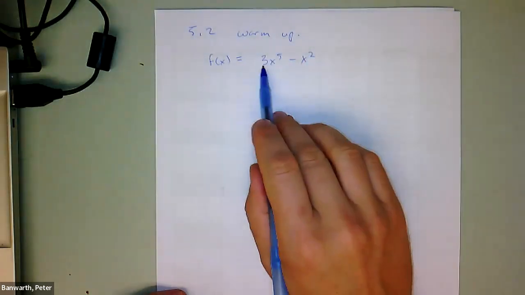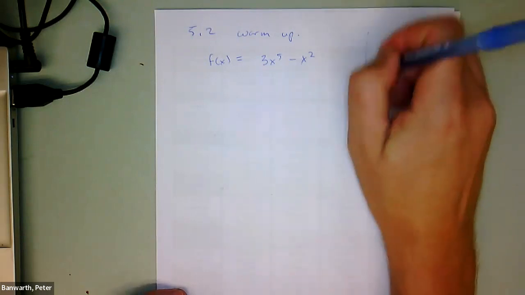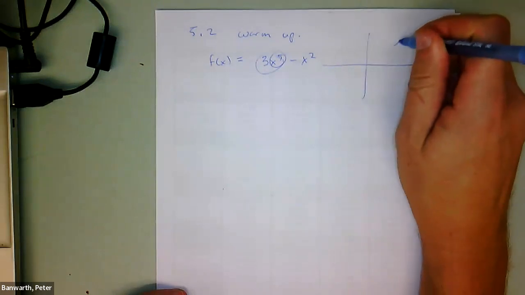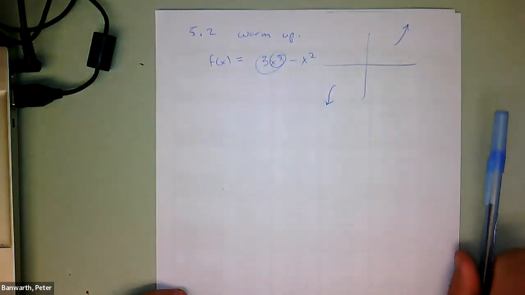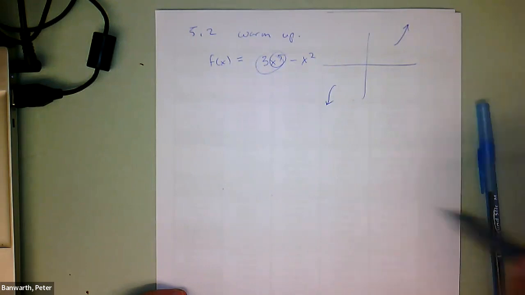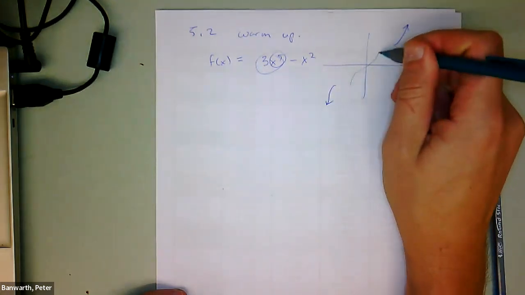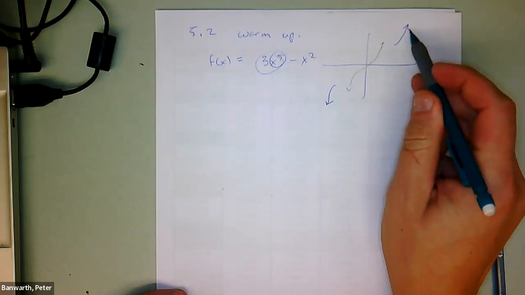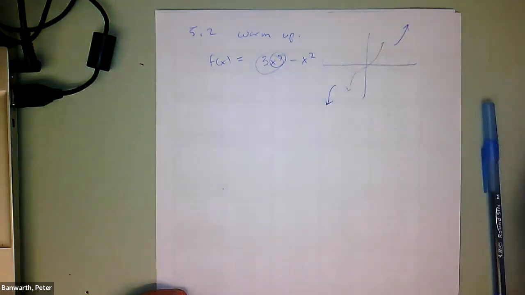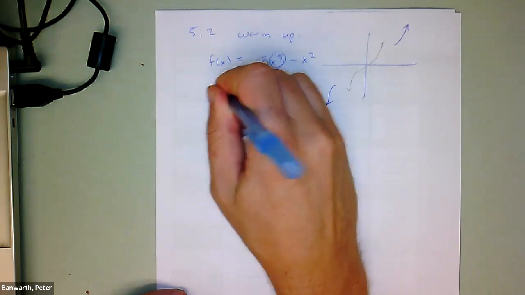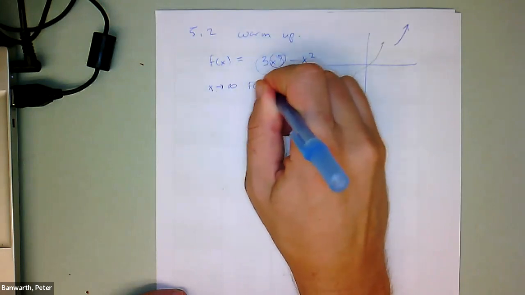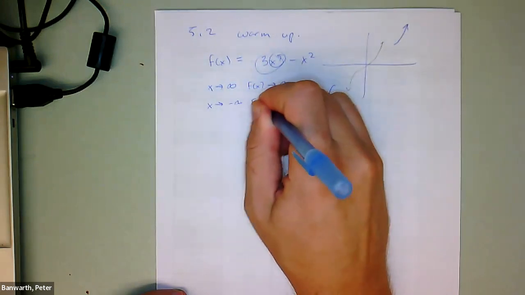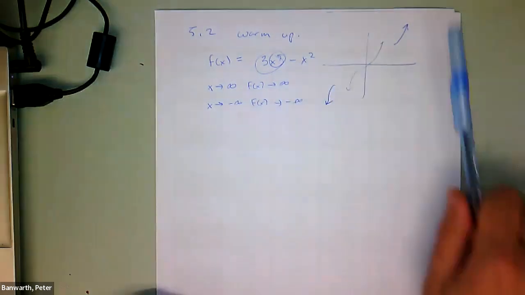If I have a function that looks like 3x to the fifth minus x squared, x to the fifth is going to dominate when I get big, and that basically looks like an x cubed, right? Because our x cubed function comes through like this. And so an x to the fifth is also going to look more or less like that because that coefficient is positive. So I would say as x goes to positive infinity, f of x goes to positive infinity. And as x goes to negative infinity, f of x goes to negative infinity.